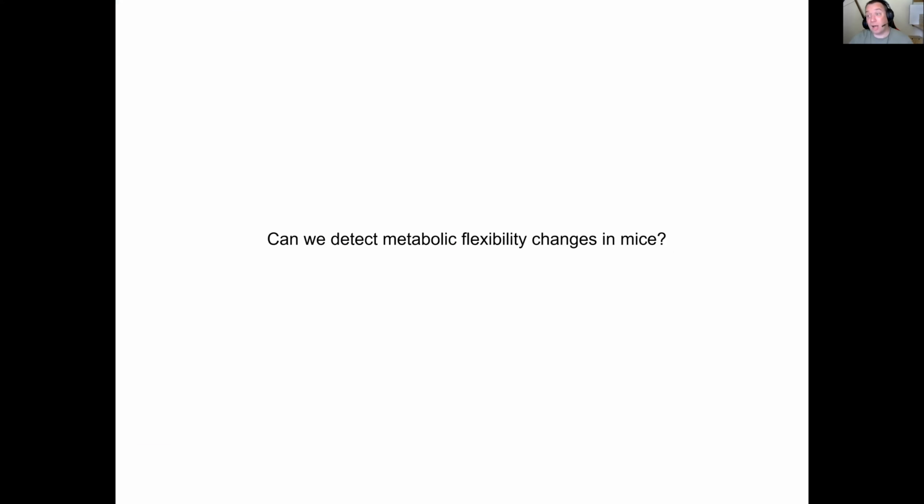Okay, now I'm a murine physiologist, so our interest was, could we study this in mice? Because then we could look at the genes regulating it. And the problem is these AV difference experiments I've shown you in humans, you can't do in mice. The mice are too small. So how do we go about it?